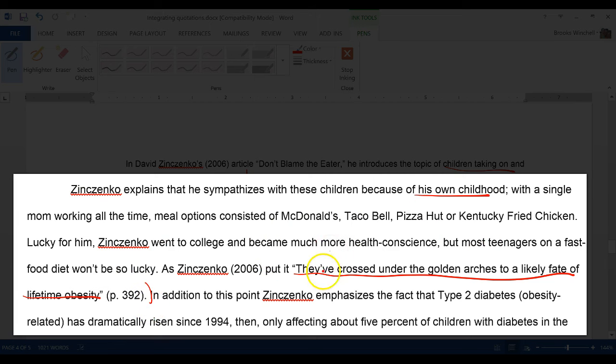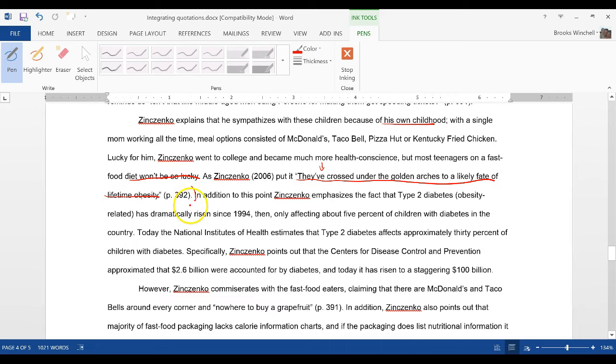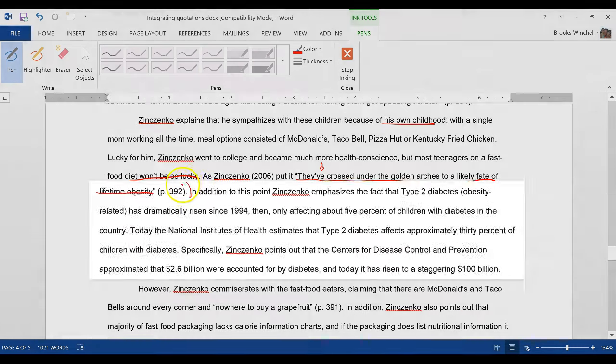So the quote is really about teenagers not being so lucky, and that's what she introduces here. They won't be so lucky. She doesn't really explain it, but I think in this case it's pretty self-explanatory, so you don't really need an explanation.